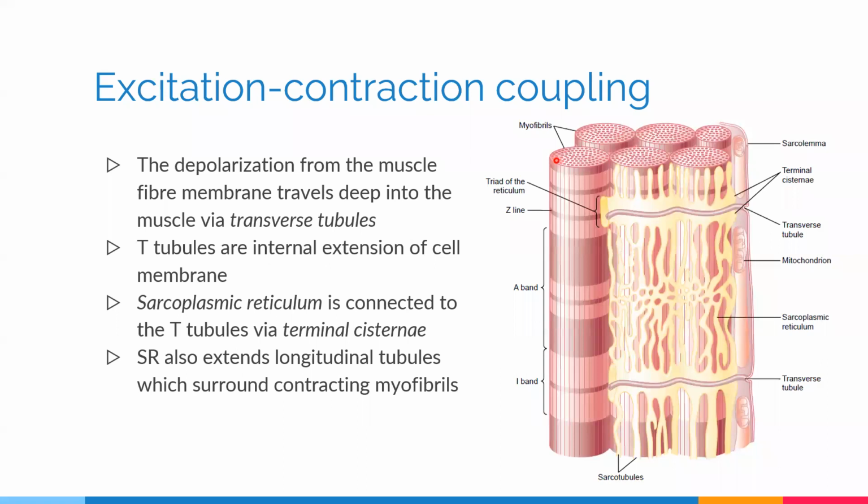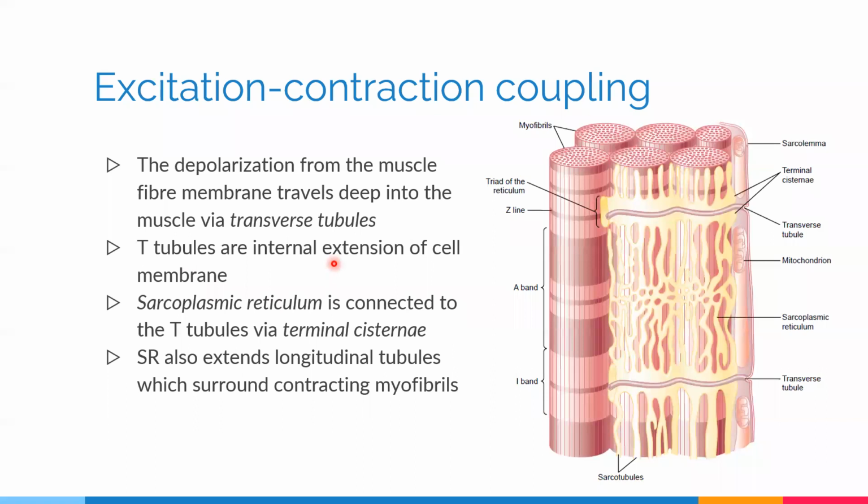Thus the muscle fibers present in the middle of the muscles cannot be excited via a membrane potential. This problem is solved using transverse tubules, which are essentially the extension of the membrane deep into the muscle. As the depolarization occurs on the muscle itself, the transverse tubules also take the depolarization deep into the muscle belly and excite the muscle fibers present there.